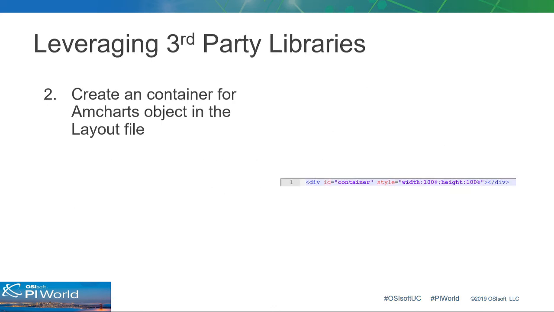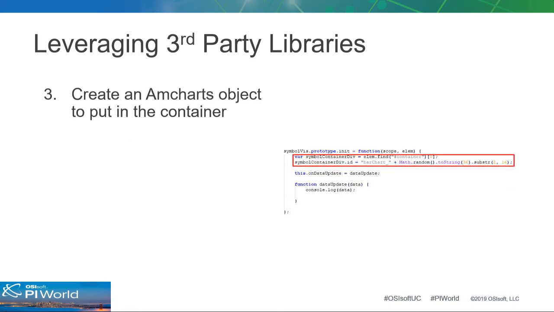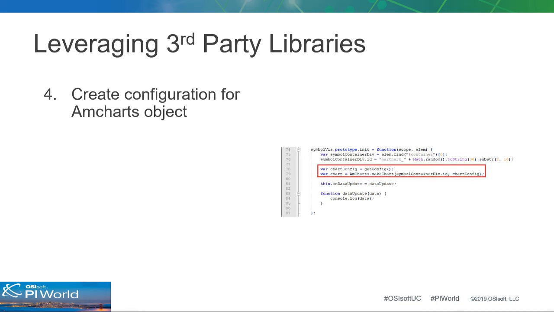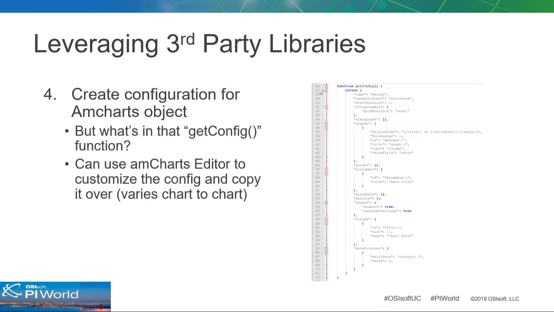And then again, I've got the code here. In this one, I have a little bit of styling just to make sure it fills up the whole symbol. But yeah, create a container for the AmCharts object in the layout file, create an AmCharts object itself to put in the container, and then a configuration. I know this is small text for the screen here. We used that AmCharts editor to get a sample configuration in there.